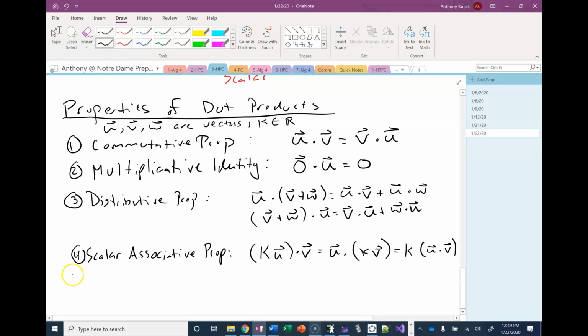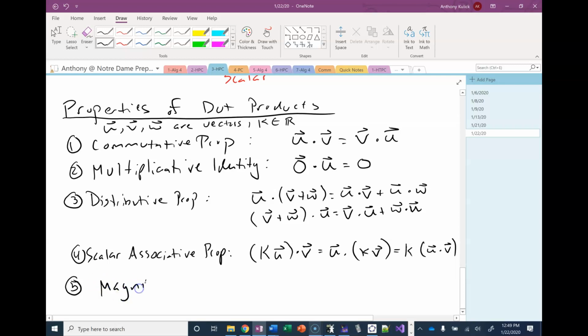What the scalar associative property says is if I have a dot product that also involves some scalar multiplication, it doesn't really matter when and where I do that scalar multiplication. I can multiply the scalar to the first vector and then take the dot product. I can multiply the scalar to the second vector and then take the dot product. Or I could do the dot product and then multiply in the scalar. It's going to give you the same result either way.